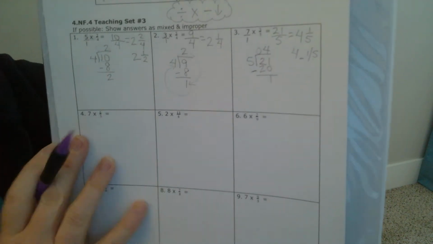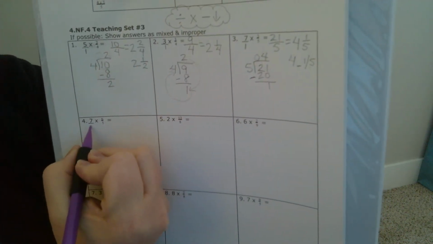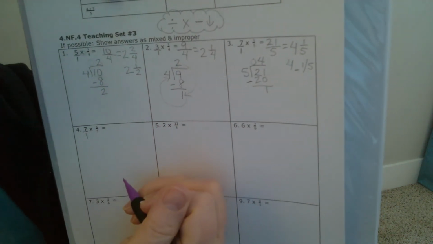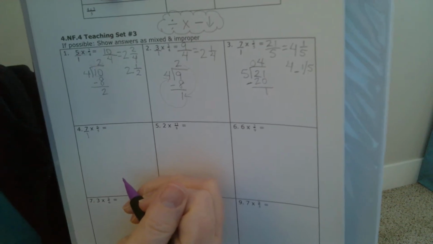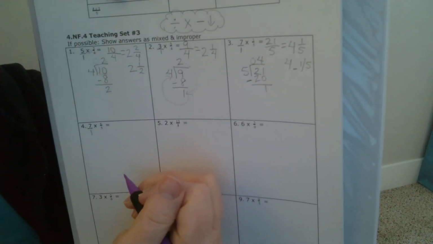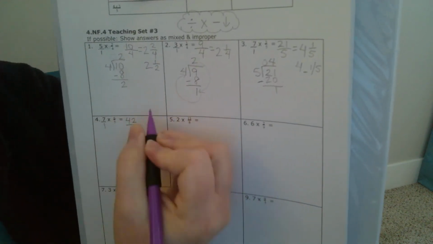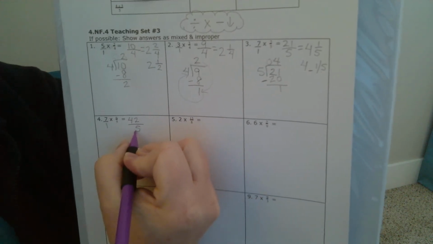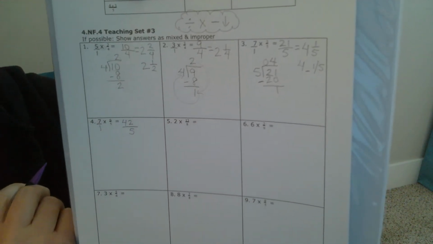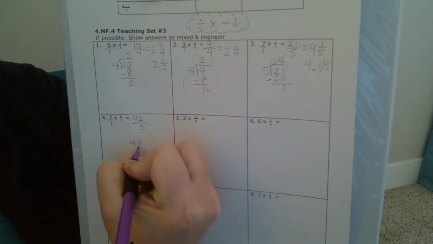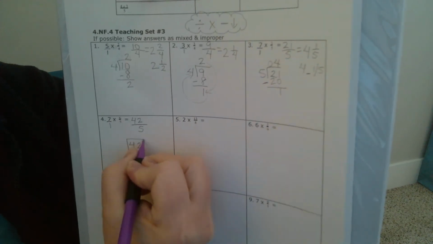Okay, moving on to number 4. 7 over 1. So 7 times 6 is, I'm going to give you time to think about that. 7 times 6. Okay, 42 over 1 times 5. Okay, there's our improper fraction. We're going to turn that into a mixed number. So 42 divided by 5.